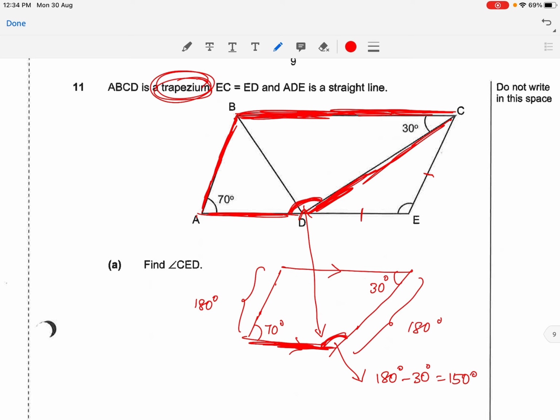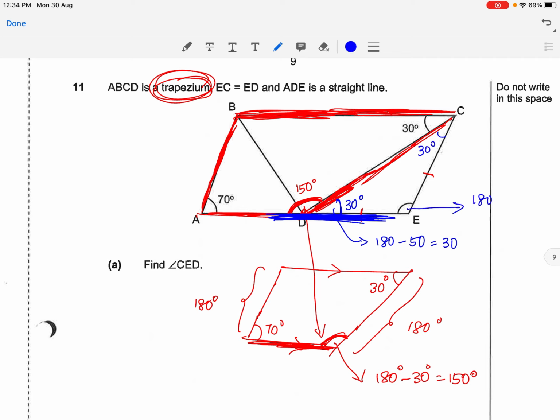So some of you asked, okay, what do I do next if it's 150? Again, use the properties that you have learned, angles on a straight line. So I'm going to use blue to indicate angles on a straight line. This will be 180 minus 150. You are going to get 30 here. This is 30. This will be 30 as well. So how do we find this? It will be 180 minus 30 minus 30 equals 120.